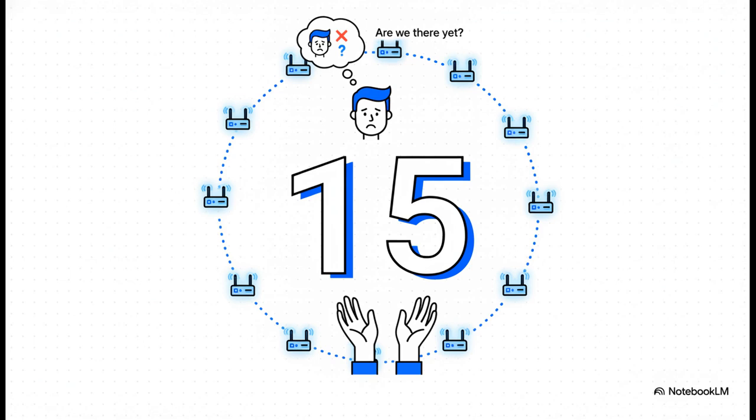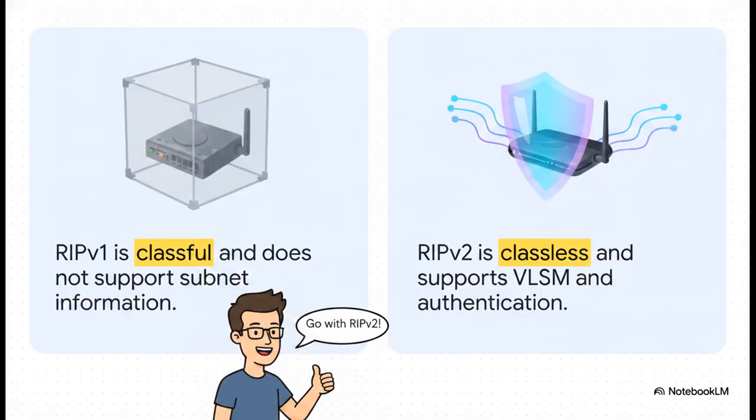If a packet needs to go through 16 routers to reach its destination, RIP basically just throws its hands up. Asking to go 16 hops in RIP is the ultimate, are we there yet? Because as far as the protocol is concerned, at 16 hops, that destination is considered completely unreachable. No way, no how. Now, not all versions of RIP are created equal. RIP version 1 is the older, much more rigid protocol. We call it classful, meaning it absolutely does not support sending subnet information along with its routing updates.